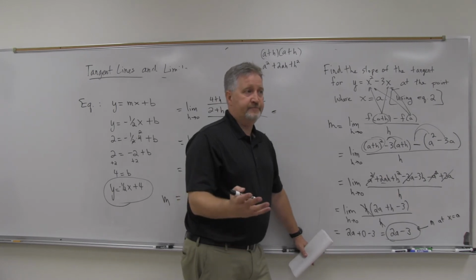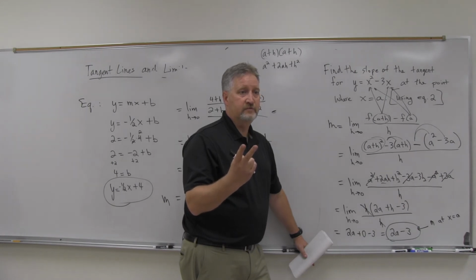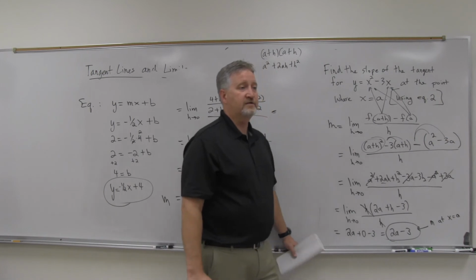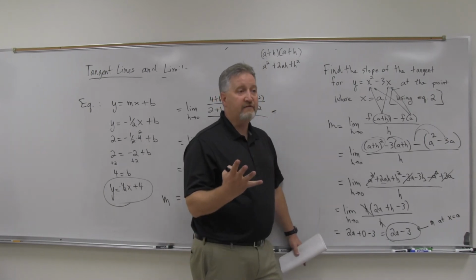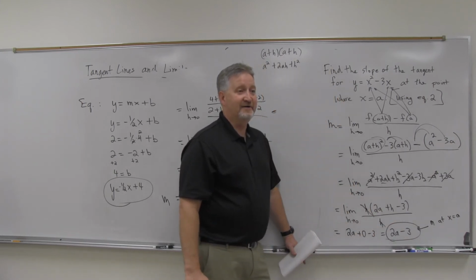For example, what would be the slope at a equals 2? 2 times 2 minus 3. 4 minus 3 would be 1. Slope of that one would be 1. What's the slope at 5? 2 times 5 minus 3. That'd be 7, wouldn't it? 10 minus 3.